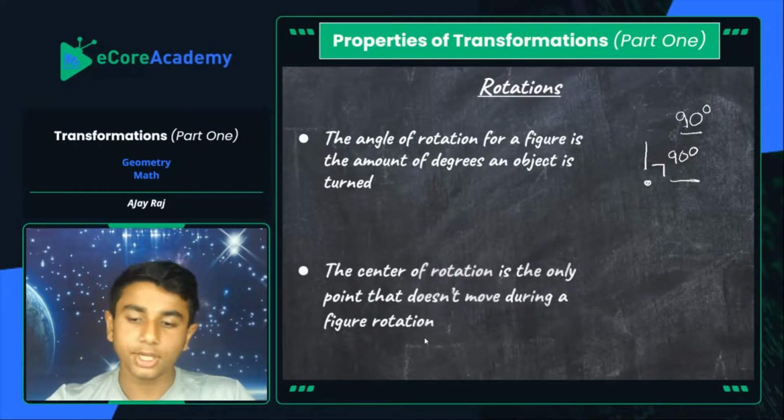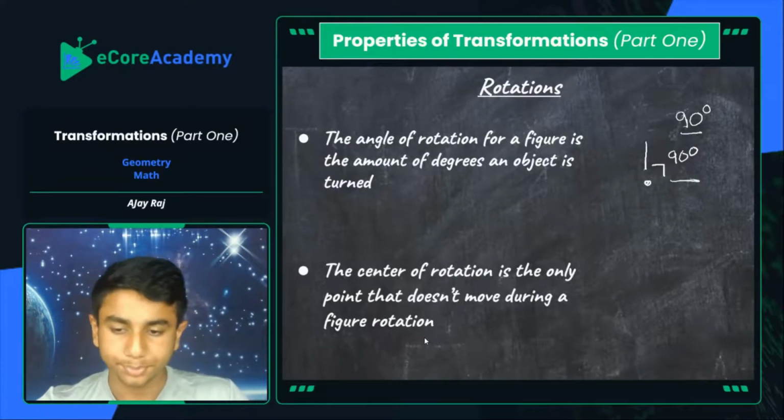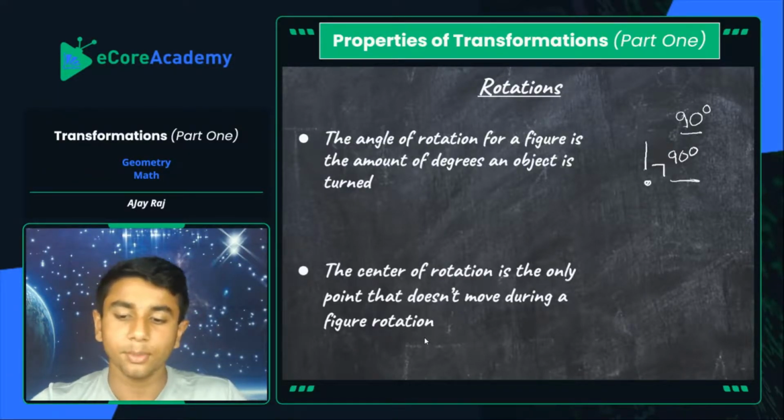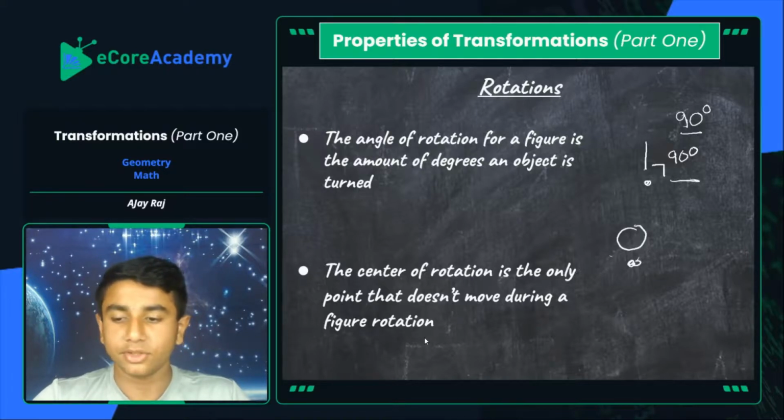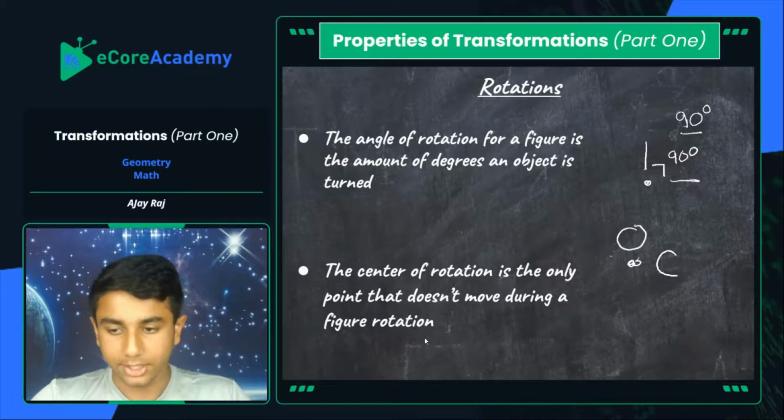And then the center of rotation for any rotation transformation is the only point that doesn't move during a figure rotation. So it's basically where a figure is rotated off of. So I'm going to draw a circle here, say, for example, and we're trying to rotate the circle 90 degrees. Then the circle ends up here.